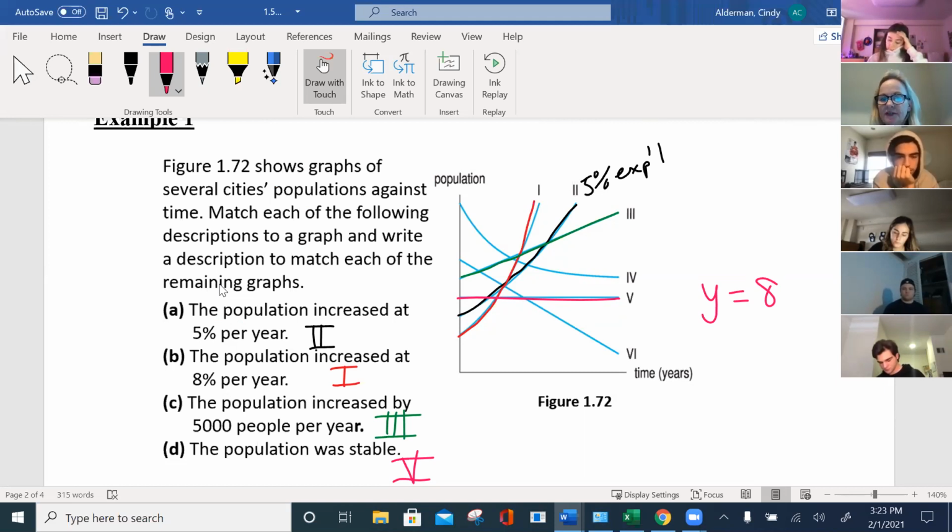This means that if a population is stable, it's not growing or decreasing, which means it would stay as the same number, whatever that number is. Does that make sense? Okay.